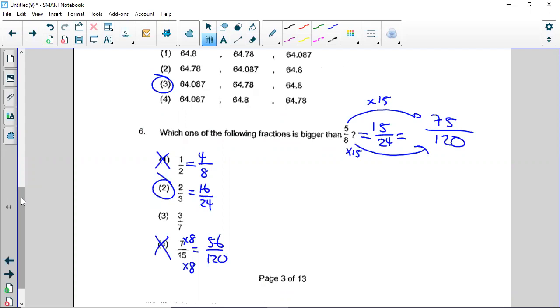Okay, so I'm just giving you more examples to understand how to compare the fractions. So answer number 2. Any questions so far? Are you clear with the lesson for this first 10 minutes? Okay, let's go to the next one, question 7.